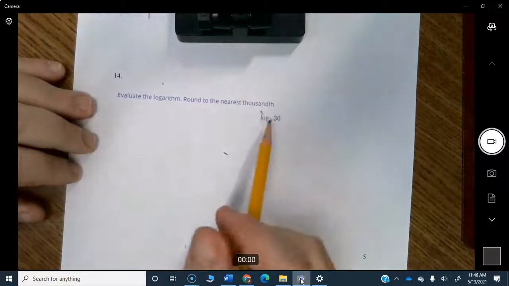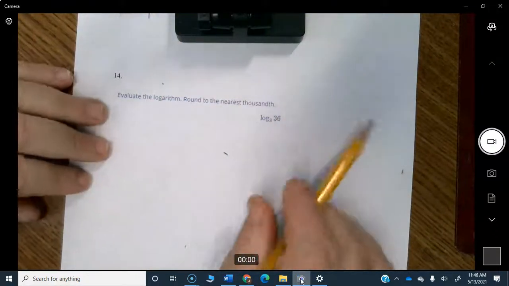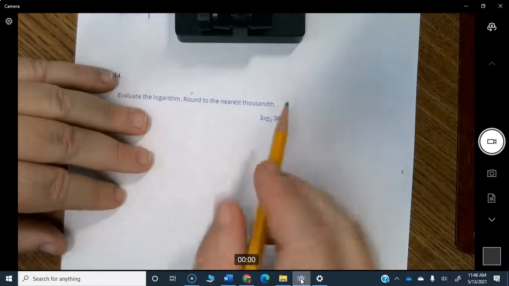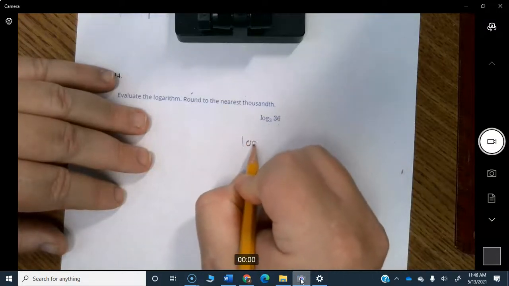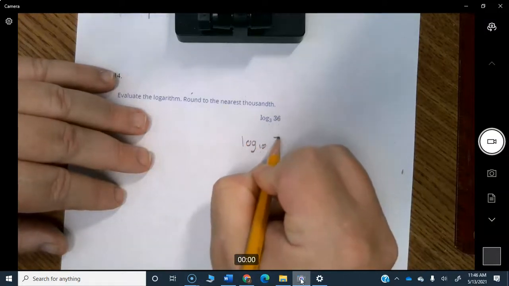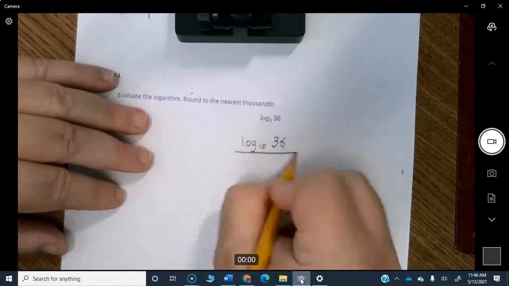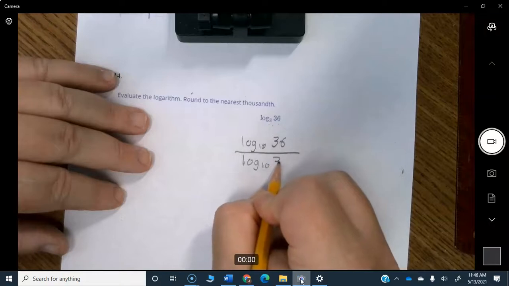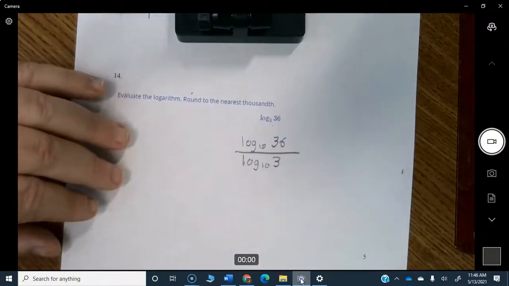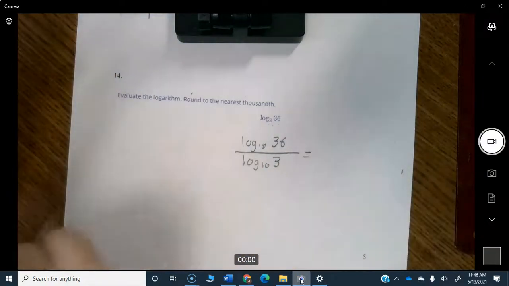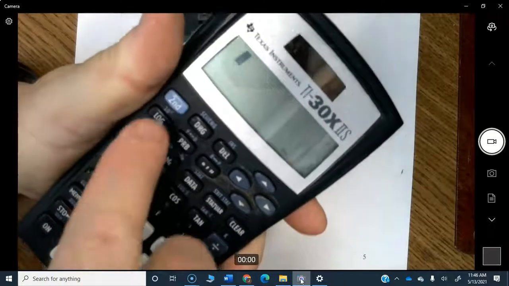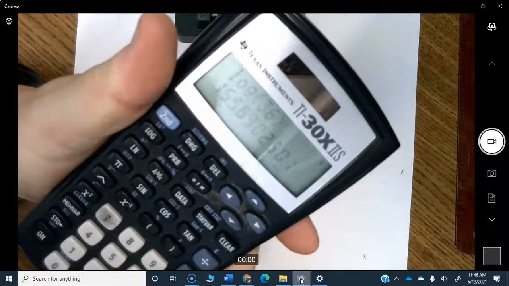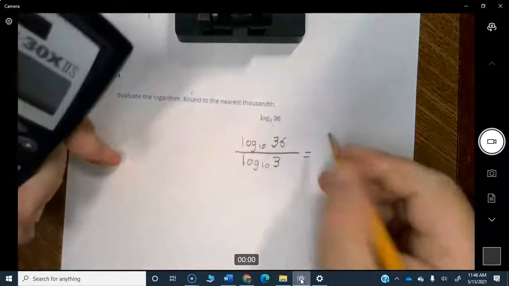Number 14, evaluate. Evaluate just means find the number value of it, okay? And so it's going to be a change of base. We saw this before. So we're going to pick base 10 as our chosen base, log base 10 of 36, the bigger number, over log base 10 of 3, the smaller number there. Okay, that's what you have. So I'm doing this on my calculator. So log base 10 of 36 is going to give us 1.556.